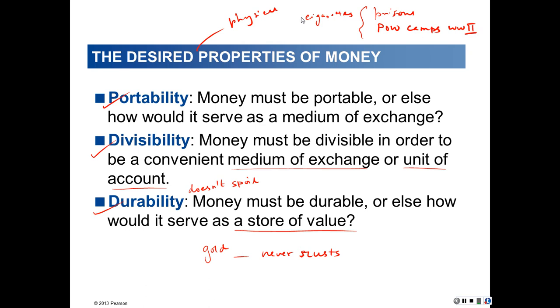Now, if you think about it, cigarettes actually have all of these three properties. They are portable. Back in the days of the Second World War, when lots of people smoked filter-less cigarettes, they were divisible also. You could simply snip them in half, for instance, and both sides were equivalent. And they were also durable as long as you kept them in a dry place. So it's not surprising that cigarettes have often served as money.